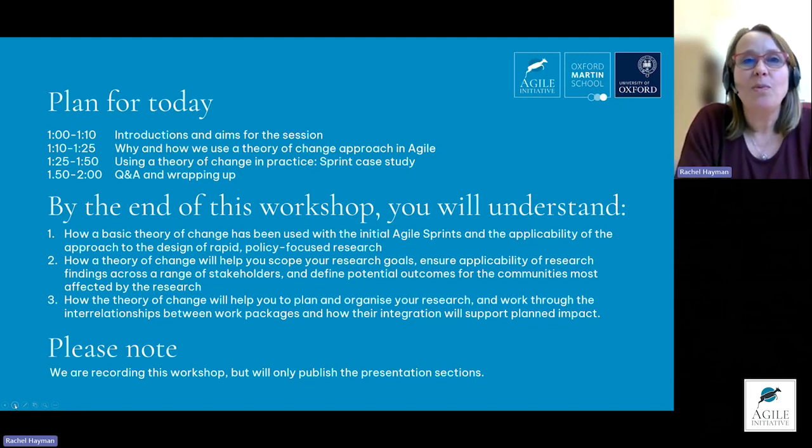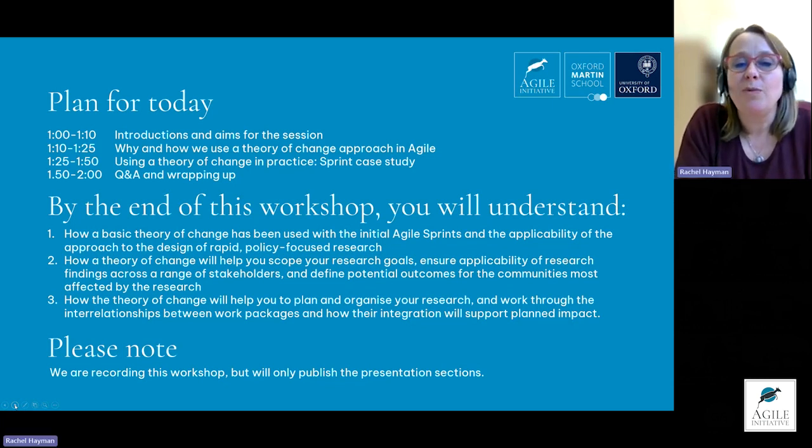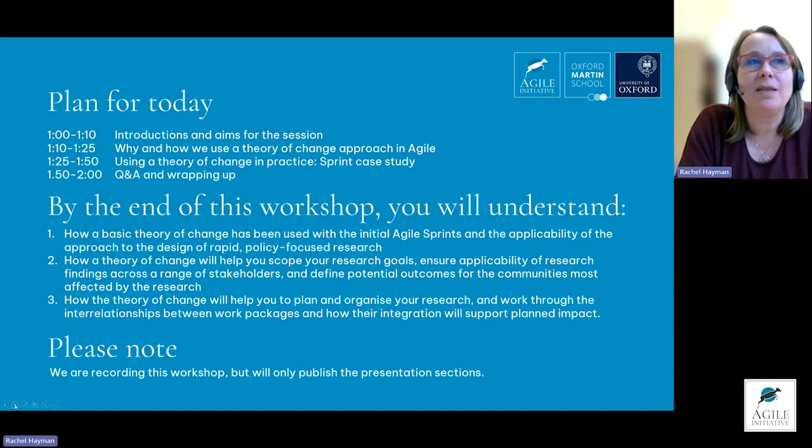By the end of the workshop, we hope that you will understand how a basic theory of change has been used with the Agile sprints and how you can apply that approach to the design of rapid policy-focused research. How a theory of change can help you with scoping research goals, ensuring the applicability of your research findings to a range of stakeholders, and also define potential outcomes for those who are most affected by your research. And then the third aim is that you will understand how a theory of change can help you to organise and plan your research, and also work through interrelationships between work packages and how their integration supports planned impact.